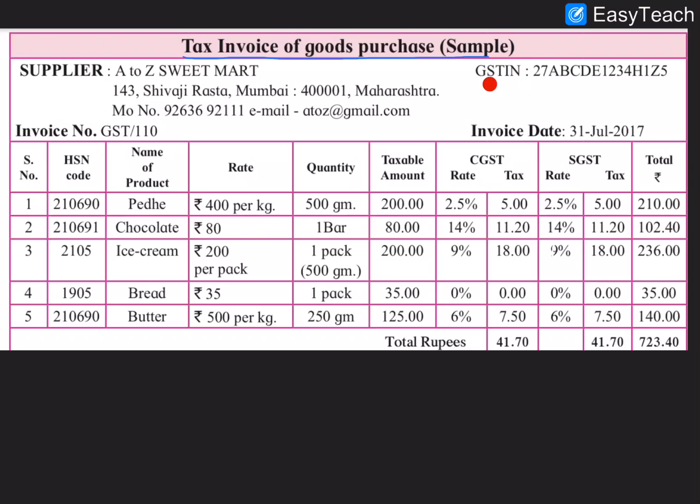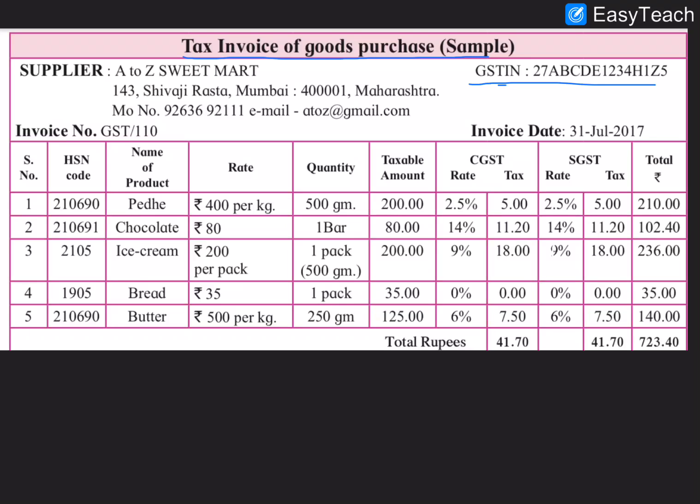One important thing also given here is GSTIN. What is GSTIN? GSTIN is the identification number of the dealer, that is the goods and services tax identification number. This is very important for an invoice. This is just for information. It will not be asked to students in exams.